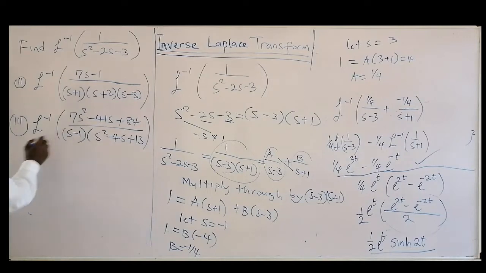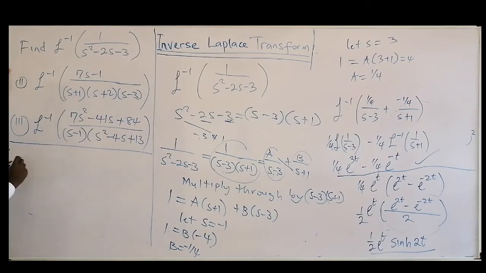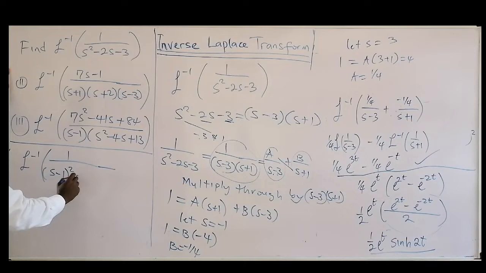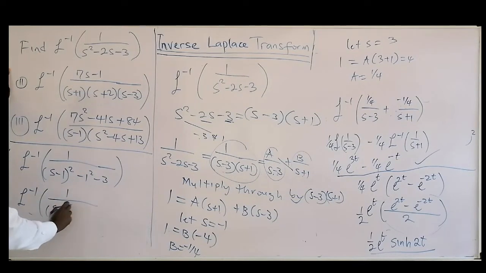Another way to solve that one is: the inverse of 1 over x squared minus 2x minus 3. Change this one to a perfect square, which is equal to x minus 1 squared, and that will be equal to what? Minus 1 squared minus 3, and that will be equal to the inverse of 1 over x minus 1 squared minus 4. If you check it, what we just need to do is a little adjustment.